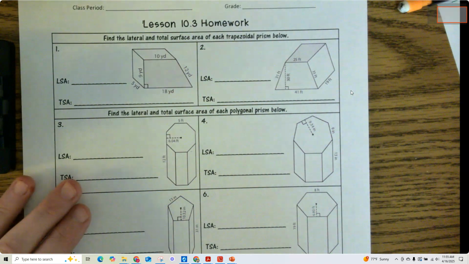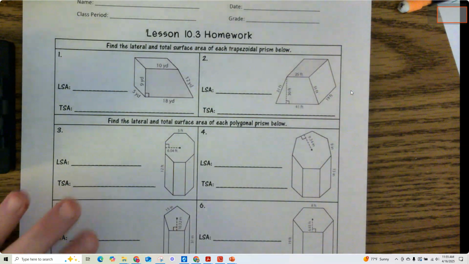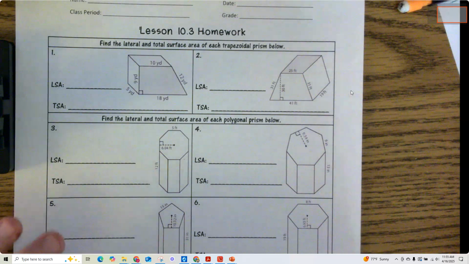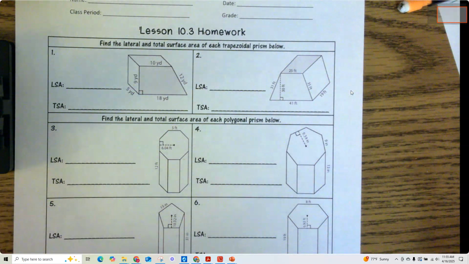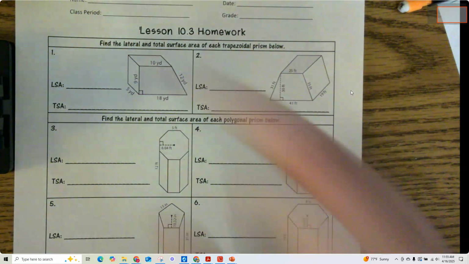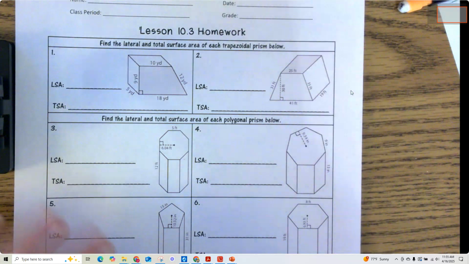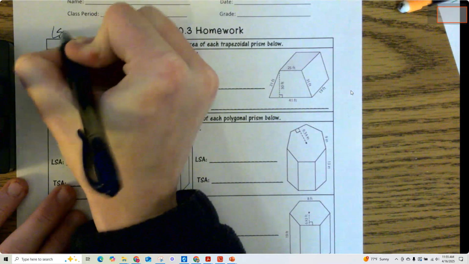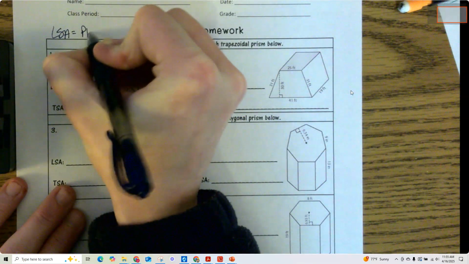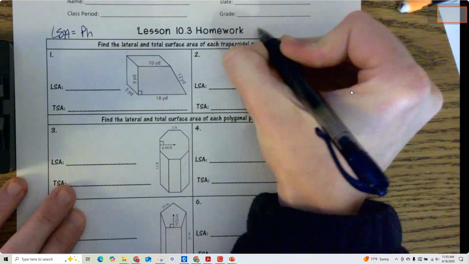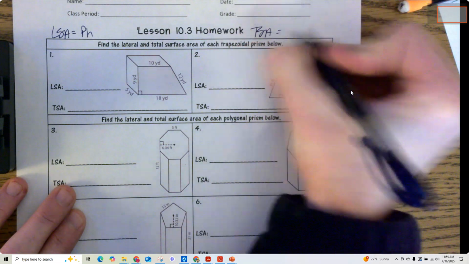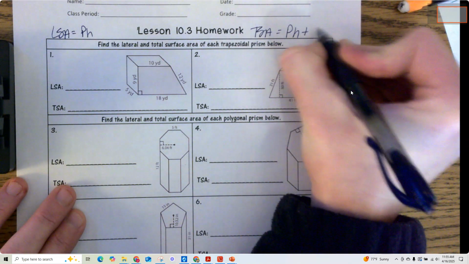All right, this video is for the lesson 10.3 homework. We are doing surface area of polygonal prisms today. The formulas are still the same. Lateral surface area is perimeter times height. Total surface area is perimeter times height plus 2 big B.